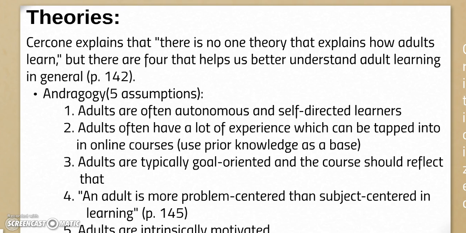So the first one's main focus was androgyny, which has five assumptions. The first assumption, adults are often autonomous and self-directed learners. Second, they often have a lot of experience which can be tapped in online courses. So you make sure that you're using prior knowledge as a base or a foundation because adults have so much experience. Adults are typically goal-oriented and the course should reflect this. An adult is more problem-centered than subject-centered in learning, which differs from younger students. And adults are intrinsically motivated.